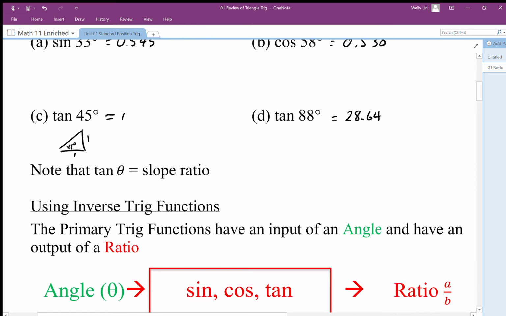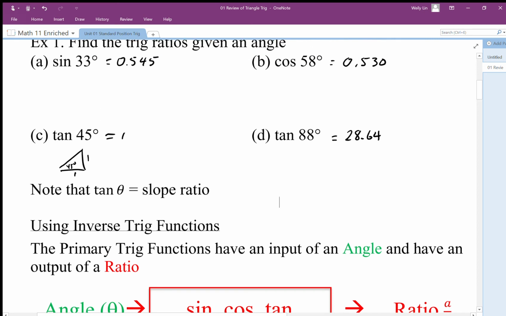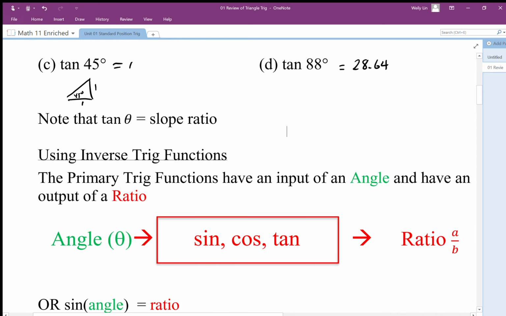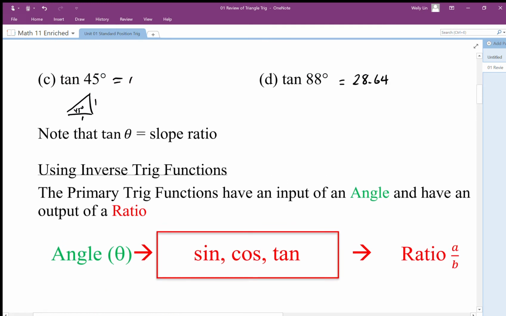And again, just try to appreciate that these ratios give us an idea of the shape of the triangle, the same as the angle. All we're doing here is using your calculator to translate between the angle and the ratio. Same thing here, angle to ratio. Now, sometimes we want to do this in reverse. So we need to use an inverse operation.